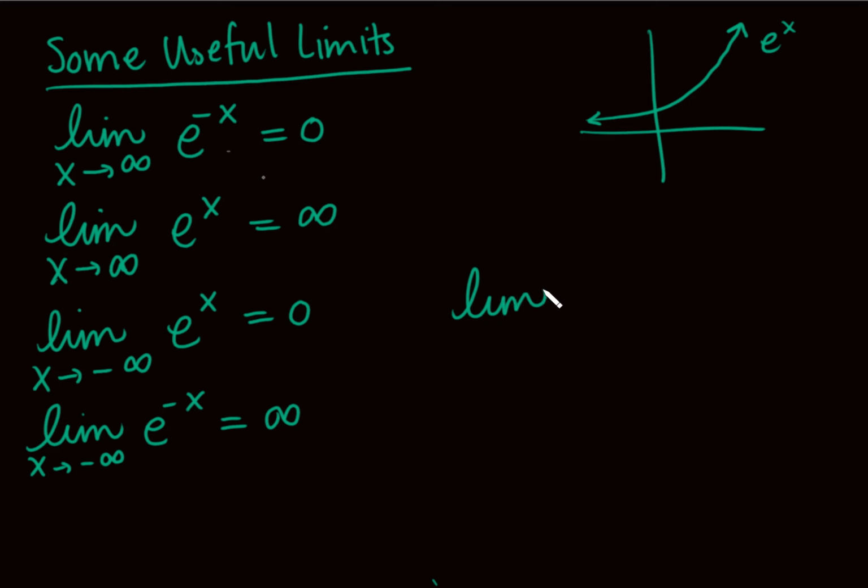Another important limit: as x goes to infinity, natural log of x is going to go to infinity. Again, because the graph of natural log of x is just the reflection of e, right? That guy's going to infinity. Now, anytime you have an x on the bottom, that guy's going to go to 0.